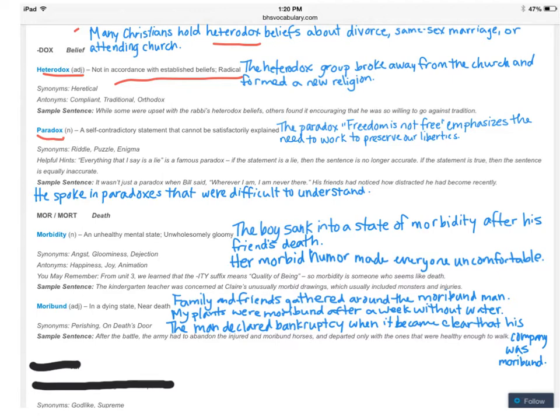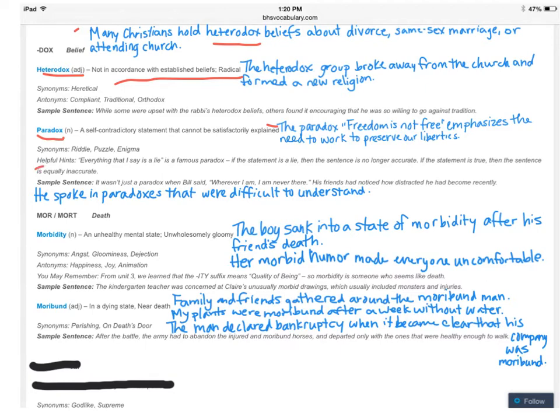So the example that I gave you here is the paradox, freedom is not free, emphasizes the need to work to preserve our liberties. So you look at that phrase, freedom is not free, and you say, what? The definition of freedom is being free. But then kind of that deeper meaning is that you need to work to preserve your liberties and your freedoms, or they'll be taken away.